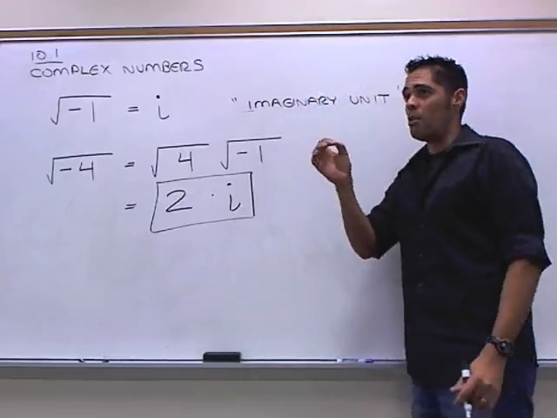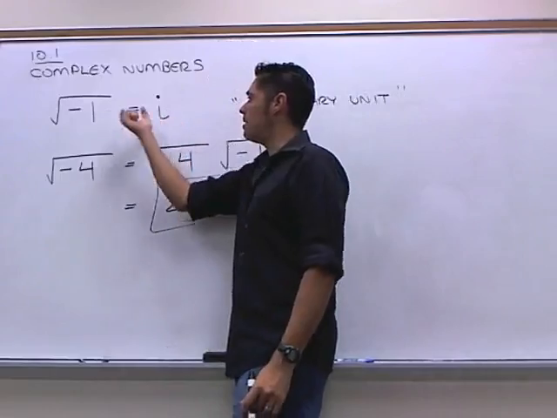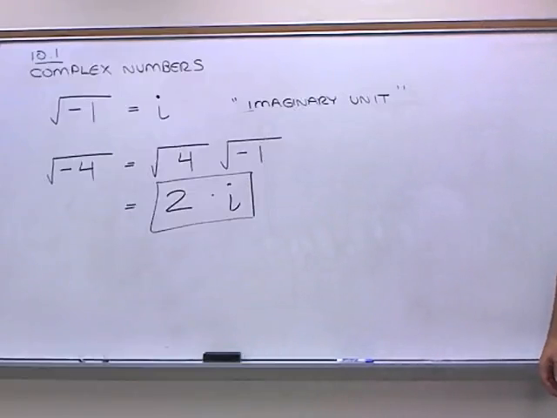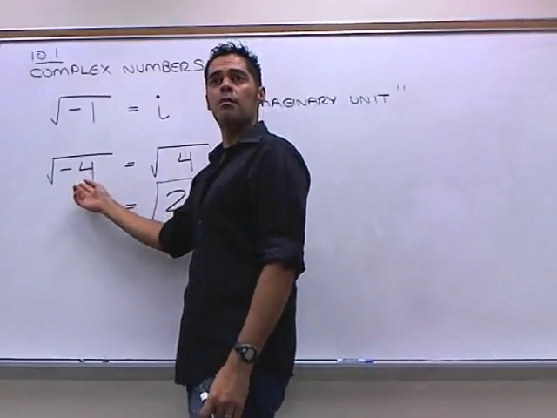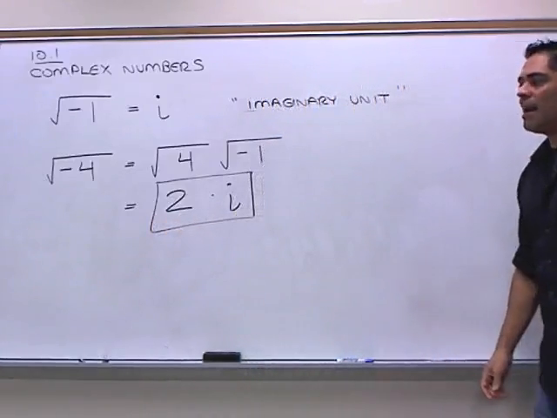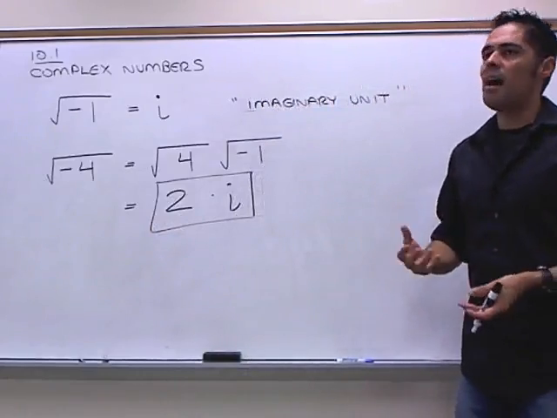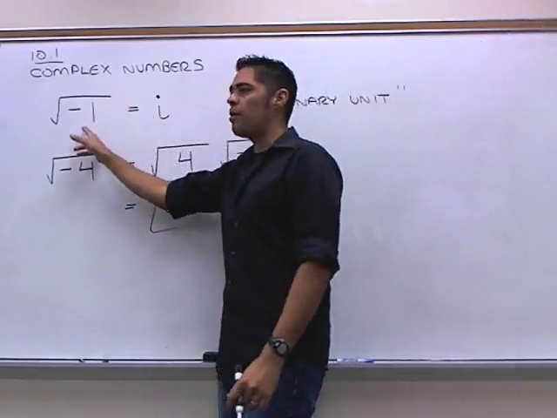I'm asking you to swallow a pill today, and the pill is basically that you are going to accept that the square root of -1 is i. You're just going to accept that. So 2 times i. That's it. The square root of -4 is 2i. But i is no longer just a letter like an alpha. In mathematics, i doesn't represent anything except the square root of -1.